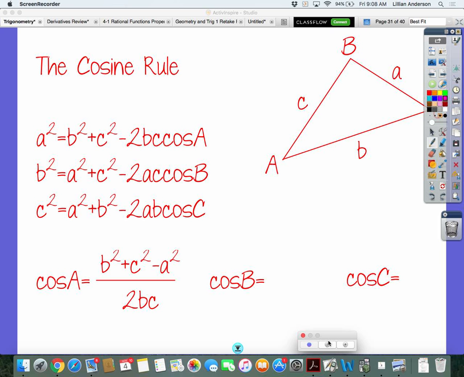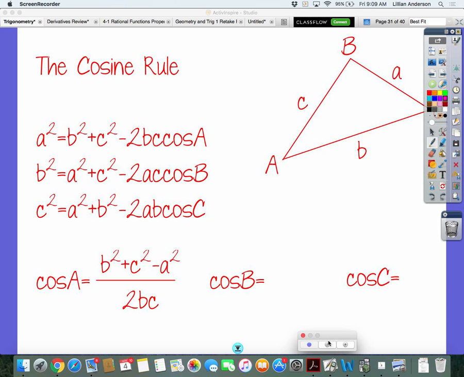Cosine rule is used when you are given all three sides, and it's also used when you're given two sides and an included angle. Okay, so side, angle, side. For example, say you know side B and side C, and you're given angle A, you would use cosine rule. All right. Now you have two different types of formulas.